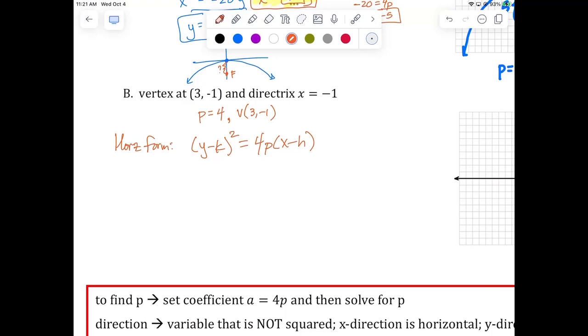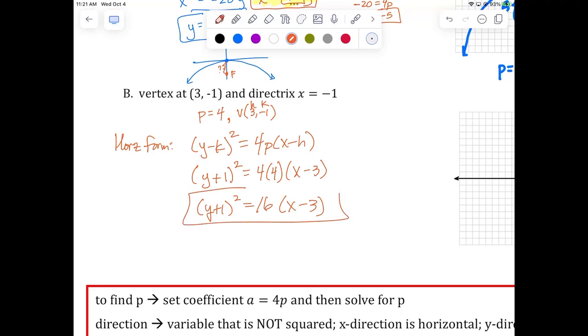Well, now it's just a matter of dropping in the h and the k and the p. So here we go. The equation in horizontal conic form is y minus k. This is your h and this is your k. So what's y minus -1? y + 1, squared, equals 4 times p, which is 4, times (x - 3). And if we simplify that, we get (y + 1)^2 = 16(x - 3). That is your equation in conic form.